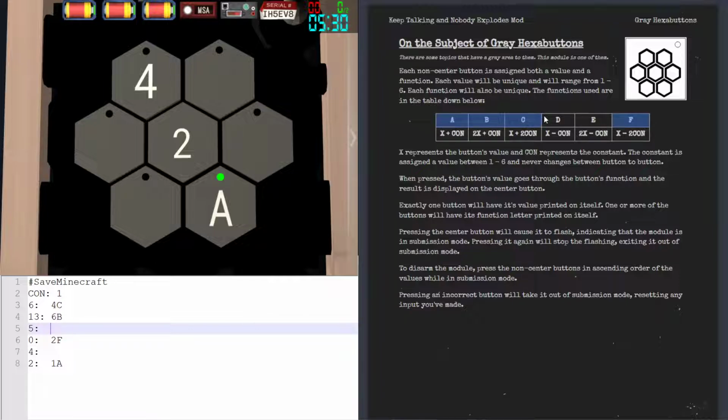Now we have these last two values. We already used up 1 and 2, but we have 3. So 3 and 5 are the only ones left. So let's take a look here. 3 and 5.